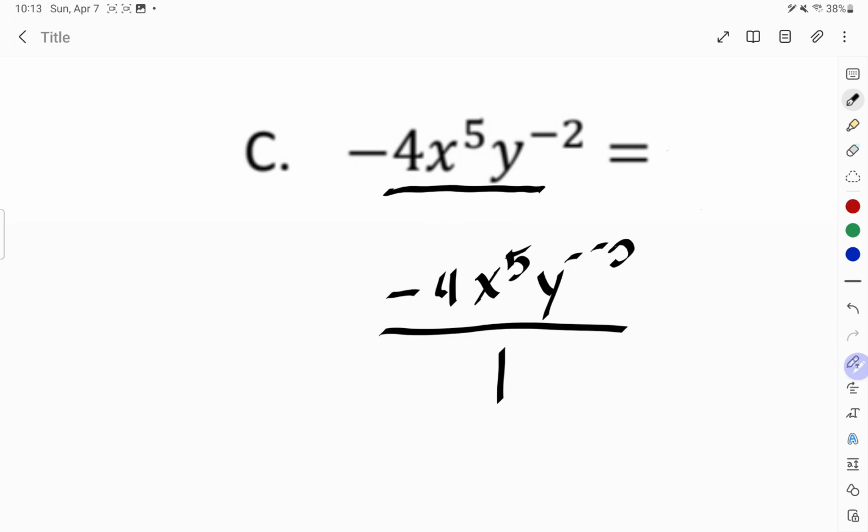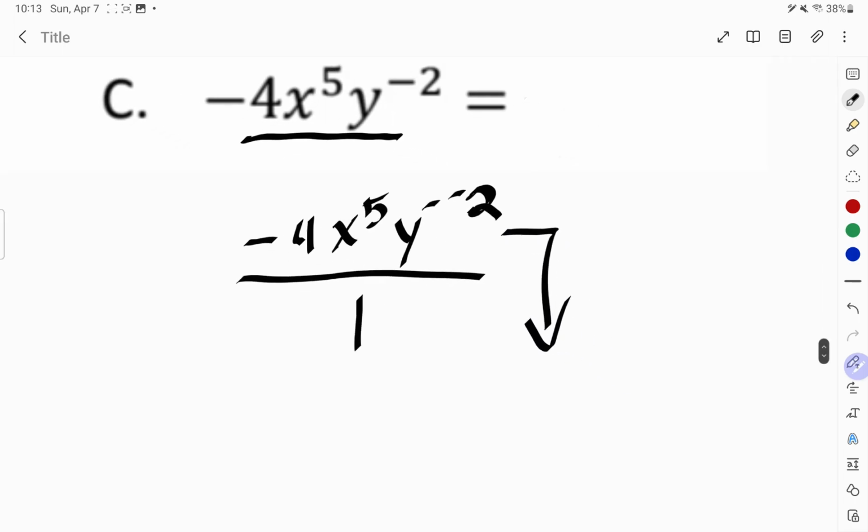Now, the only thing that's actually going to move here is this y to the negative 2 power. Let me make a big negative there. Yeah, that y to the negative 2 power. That's going to be the only thing that changes.